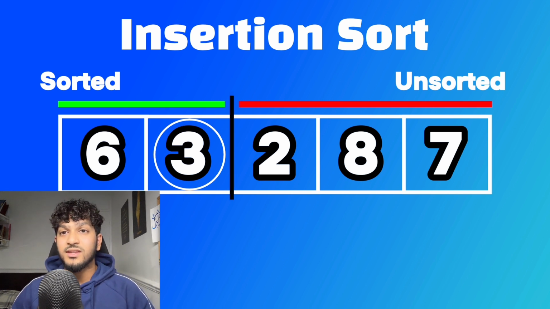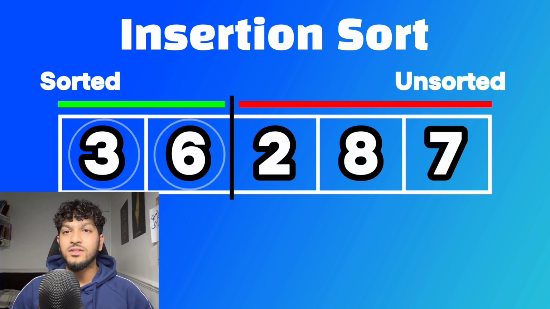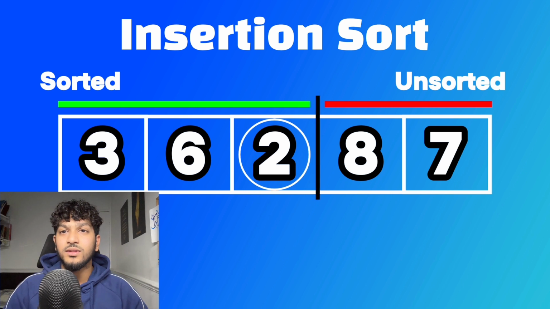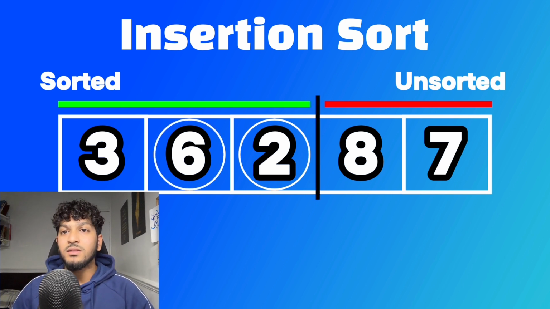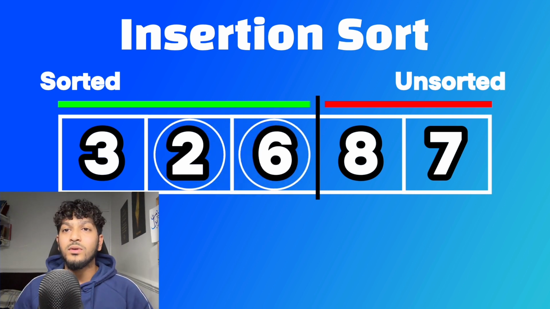Once it's in the sorted section, we can compare it with the item before it. And if the item before it is larger than it, then we can swap their positions. If it's now in the correct position, we can take the next number from the unsorted sublist. So we move it into the sorted section, and once again we compare it with the item before it. And if the item before it is larger, then we swap their positions. However, we can't move on just yet.